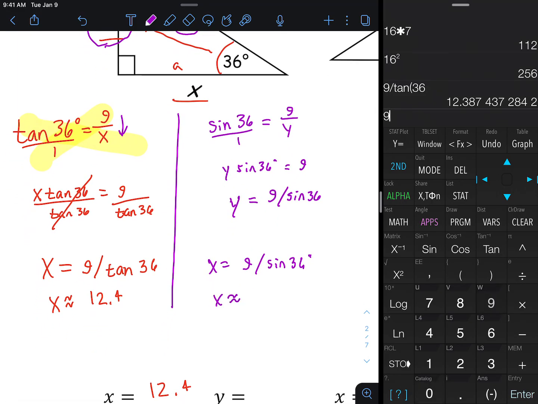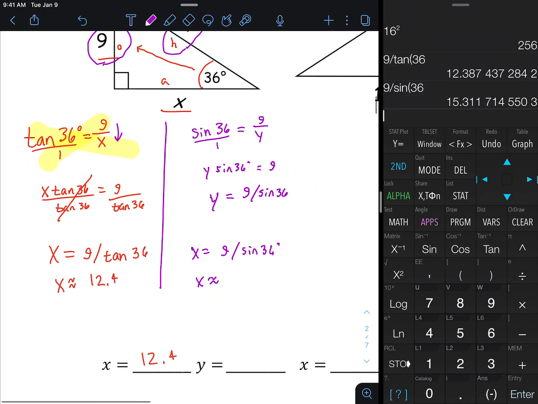And that's obviously what I wrote down there. And then let's see what that comes out to. 9 divided by sine 36. And barring that we type it in correctly, we should get the answer 15.3.